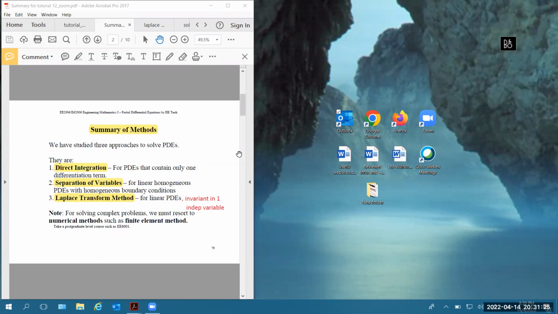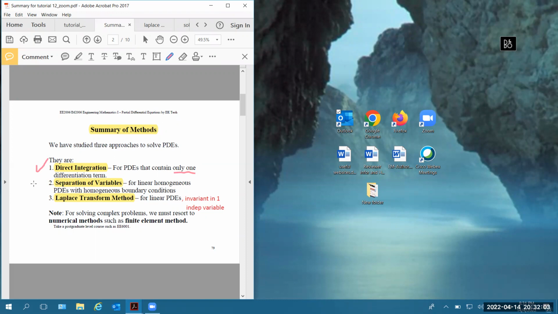So let's continue with our last tutorial. We have been doing partial differential equations, and you're looking at the summary of methods here. So far we have done the direct integration method. It's for a PDE that contains only one derivative term, so it's suitable for that kind of PDE.